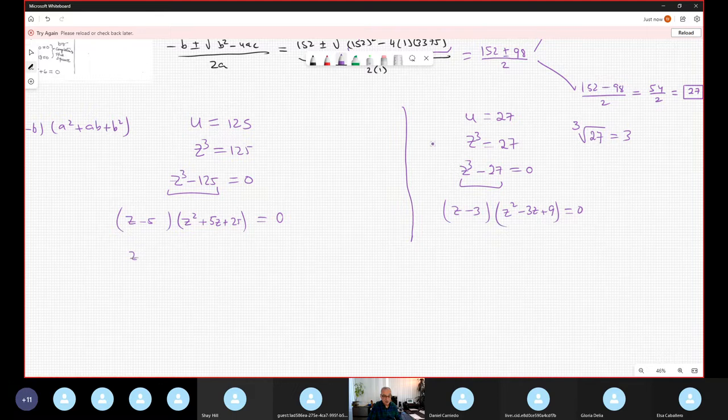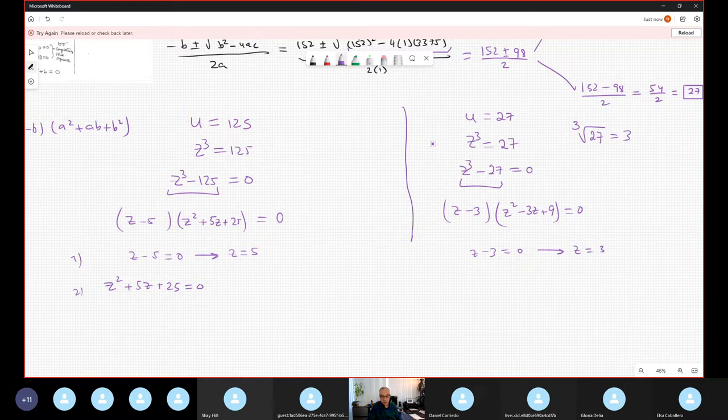Now the equation gets z minus 5 equal to 0. It's easy, z is 5. This is the first real solution. But you have another equation, z squared plus 5z plus 25 equals 0. It's a quadratic equation, and when you solve it, we have two solutions. So we have one solution here, two solutions here. And likewise, z minus 3 equals 0 gives a real solution also, z equals 3.